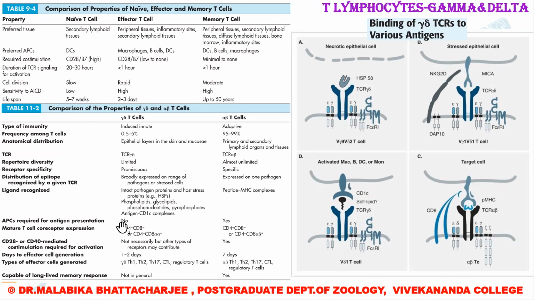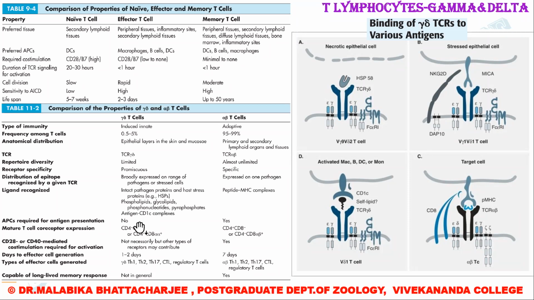Now coming to antigen presentation, always the alpha beta T cells recognize their antigen complexed with major histocompatibility complex, but the gamma delta T cells can recognize antigen directly. They do not need the MHC processing of the antigens. They can recognize their antigen when it is complexed with the non-polymorphic CD1 complex.